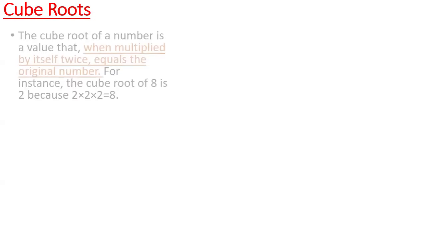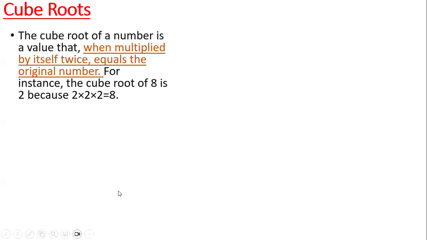Okay, so let's go ahead and write this down. Mari, can you read this paragraph for me, please? The cube root of a number is a value that, when multiplied by itself twice, equals the original number. For instance, the cube root of 8 is 2 because 2 times 2 times 2 equals 8.